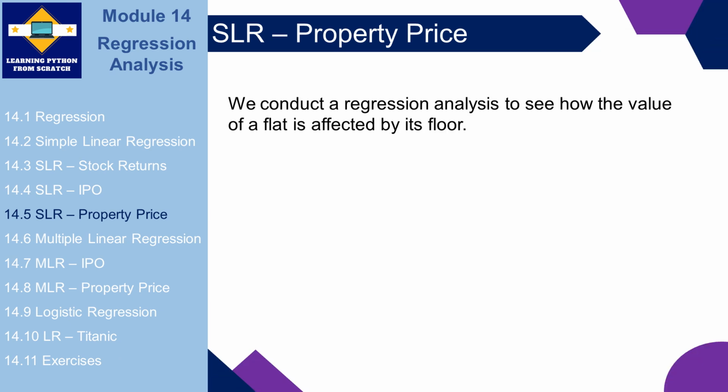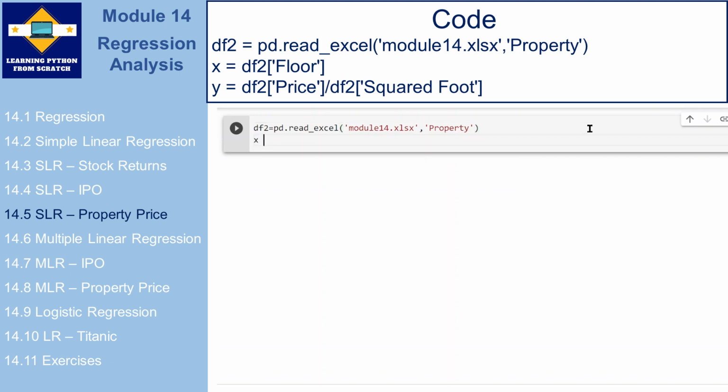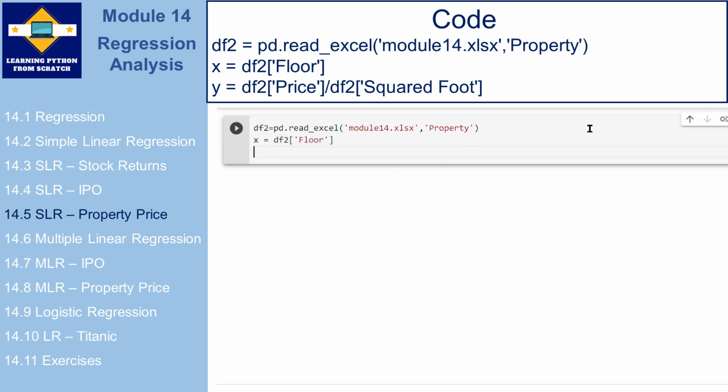Next, we are going to conduct a regression analysis to see how the value of a flat is affected by its floor. So first, we are going to read the Excel file, and then we read the property sheet to df2. And then in our model, we are going to set floor as the independent variable, and then y would be the price per square foot. So here we're going to see whether an apartment that is at a higher floor will lead to a higher price per square foot.